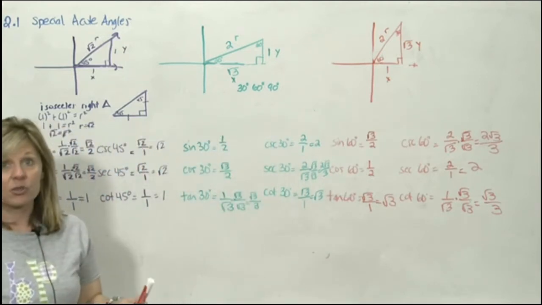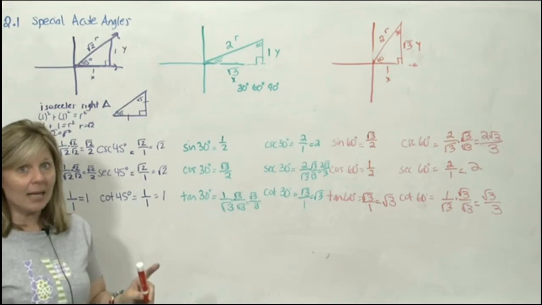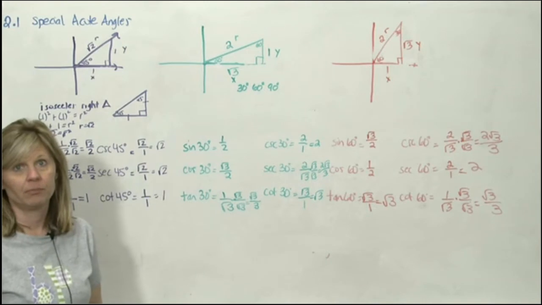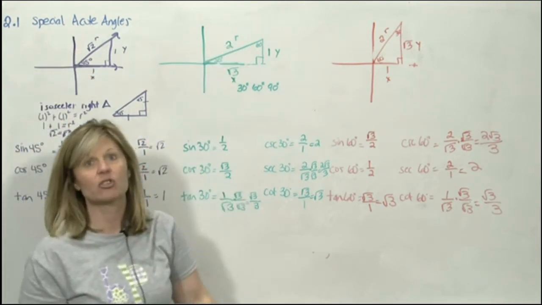So here's the moral of the story. You have a decision to make right now. You either A, memorize these 18 fractions. You know all those answers. Or B, you memorize the setup of the 45-45-90 triangle and the 30-60-90 triangle.